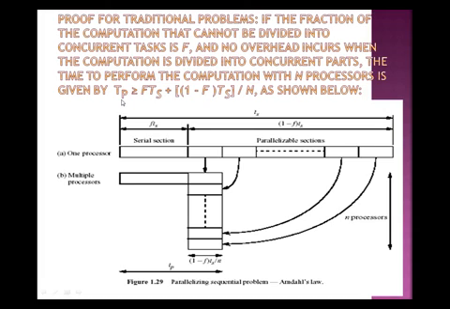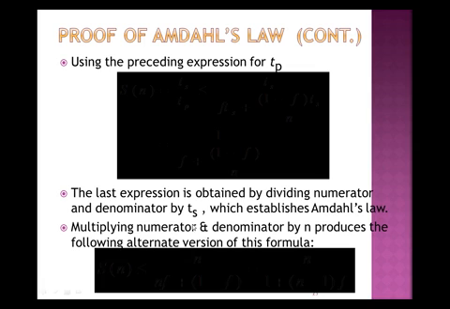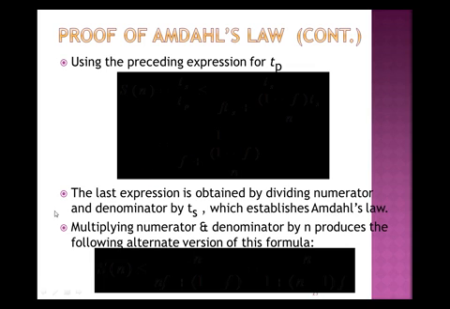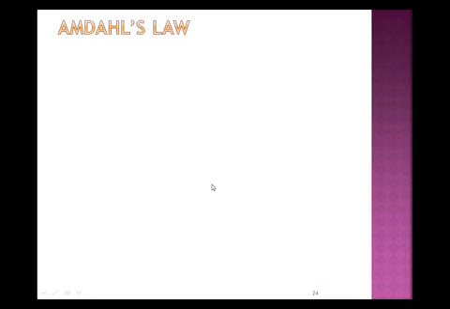That is, TP, the time taken to execute the parallel program, is greater than or equal to f TS, where TS is the time for a single processor, plus (1 minus f) times TS divided by n. This is the diagram that shows the representation of Amdahl's law, with the preceding expression for TP in terms of TS.